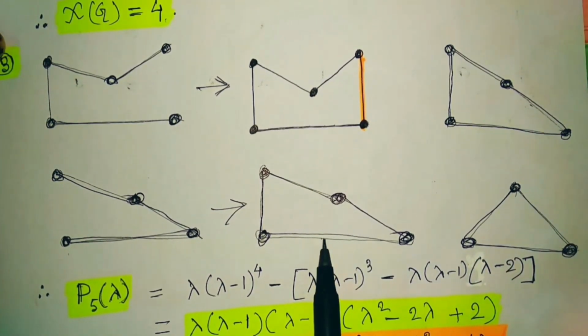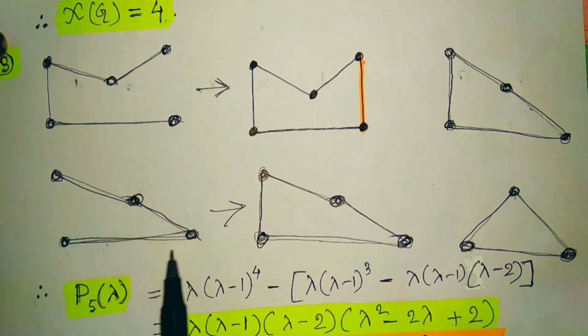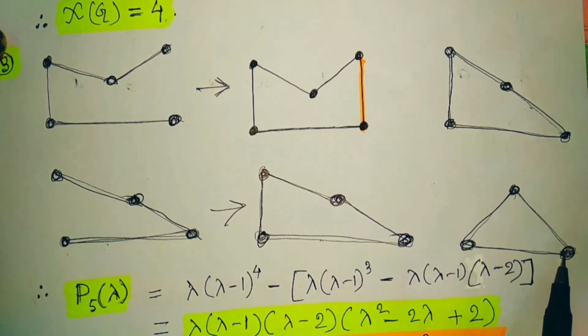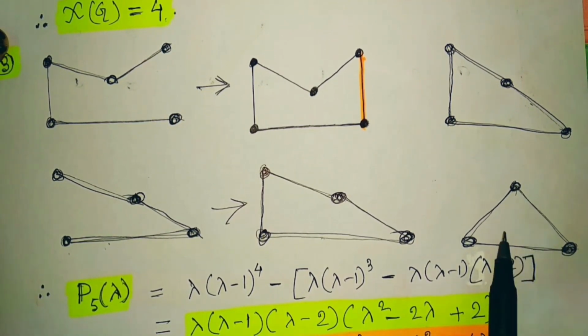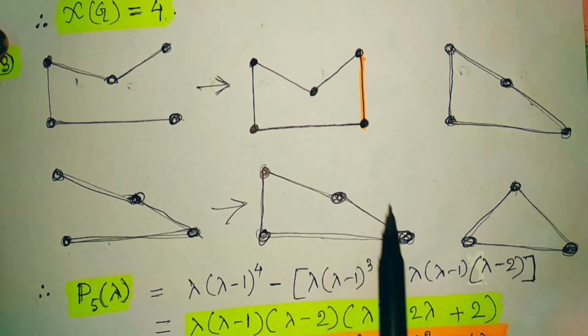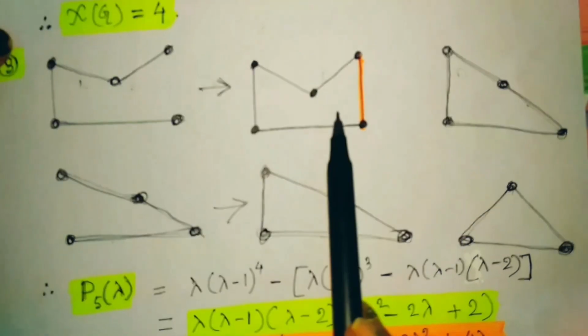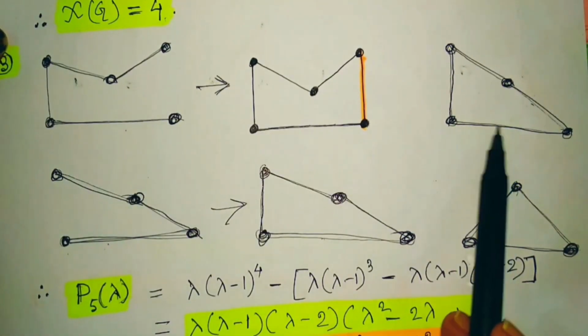Now its chromatic polynomial means the chromatic polynomial for this one, which is a chromatic polynomial of a tree, that is lambda into lambda minus 1 to the power 3, because a total of 4 vertices are here, minus the chromatic polynomial of this one, which is a complete graph. So its chromatic polynomial is lambda into lambda minus 1 into lambda minus 2. So we can find out the chromatic polynomial for this one. After getting it, we can easily find out the chromatic polynomial of this one, because now it is this one minus this one.